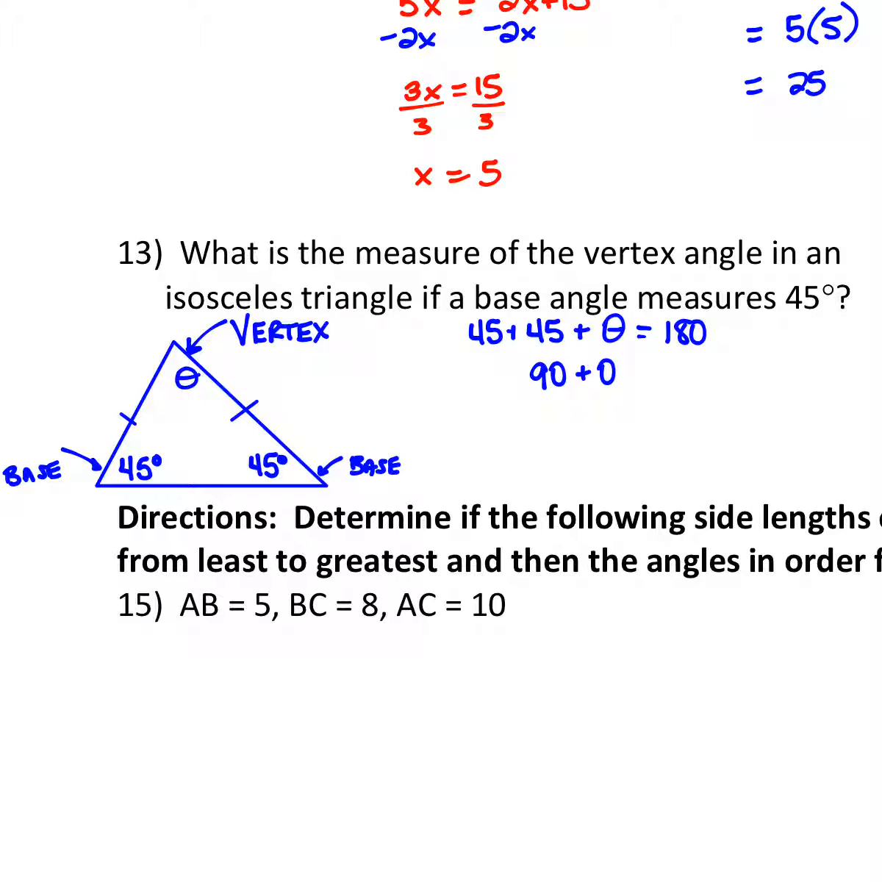So I get 90 plus theta is 180. We're going to subtract 90 from both sides. So theta, our vertex angle, is 90. Look at that. It was a right triangle and you didn't even know it.